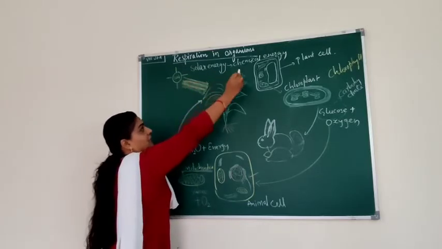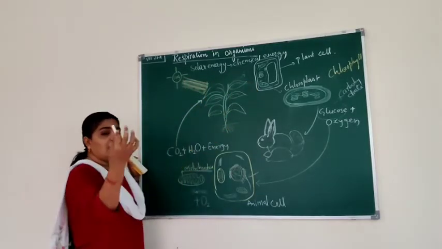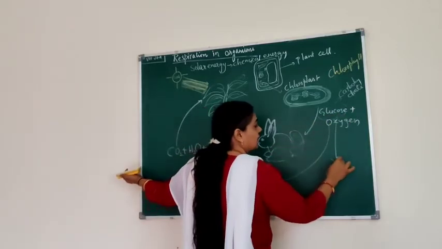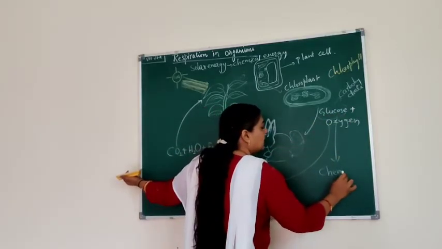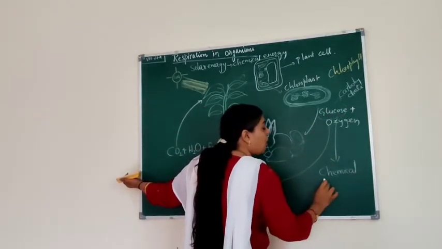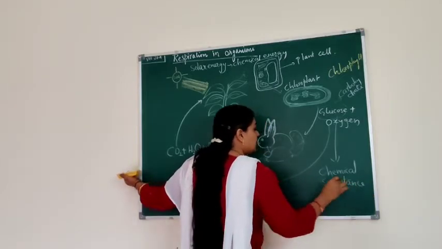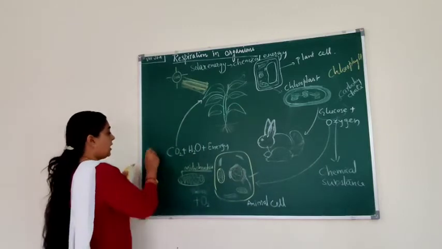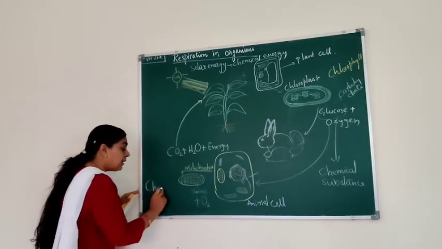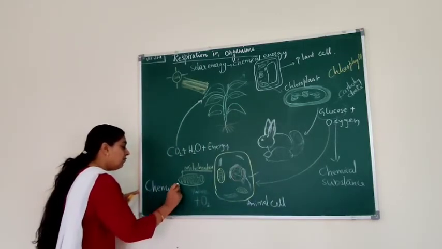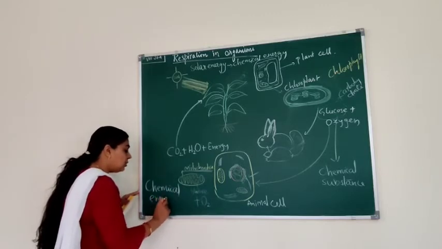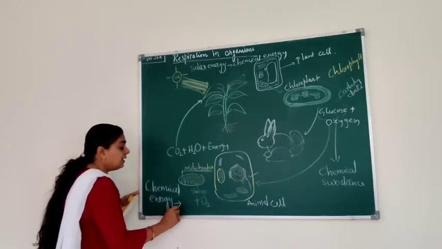So the solar energy is converted into chemical energy, and this glucose is the chemical substance, the chemical compound. We take this chemical substance and we are converting the chemical energy into what? Heat energy.